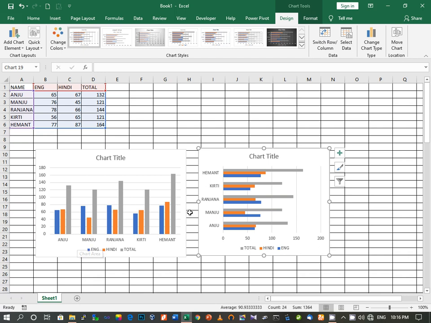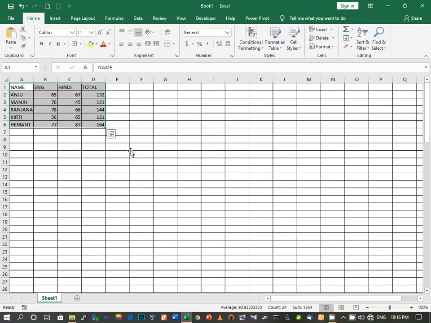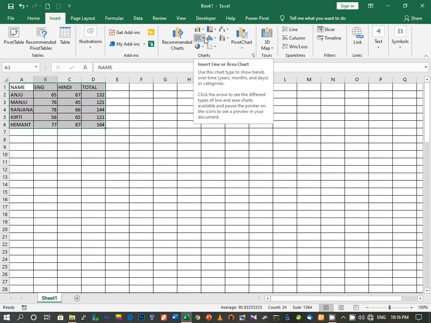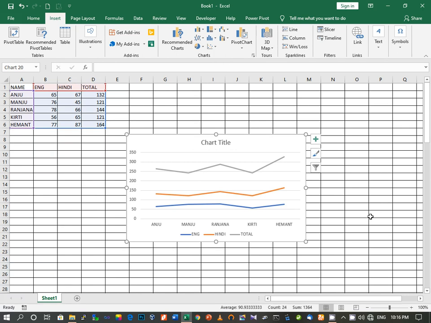Next we are going to study the line chart. To insert that, first I am going to delete these both. The data is selected, so from here I am going to insert a line chart. So this is your line chart. Now let's understand what a line chart is.